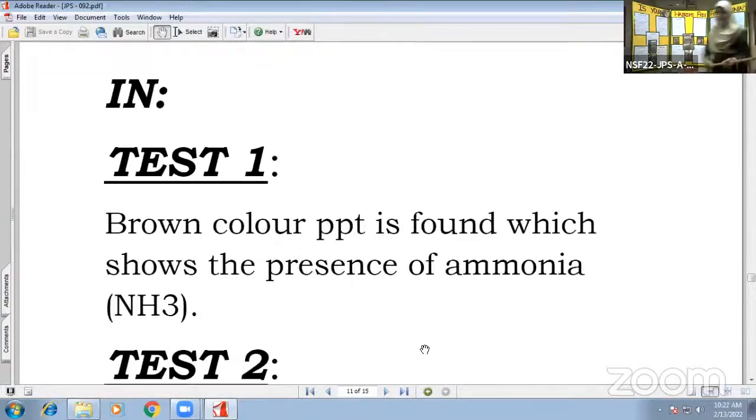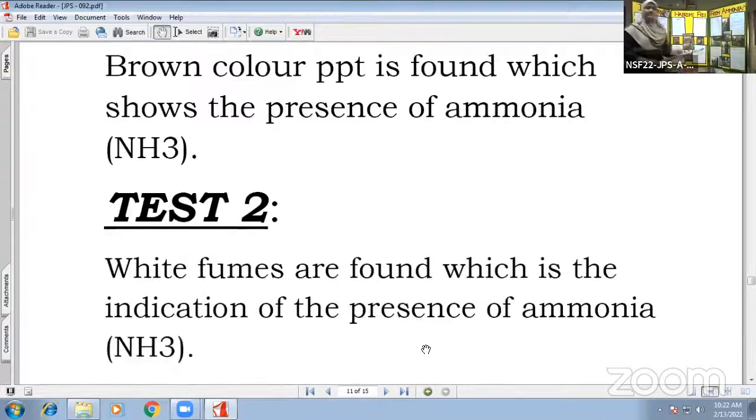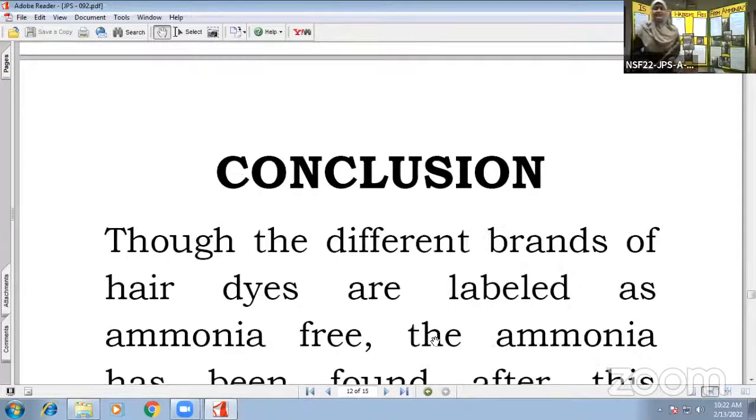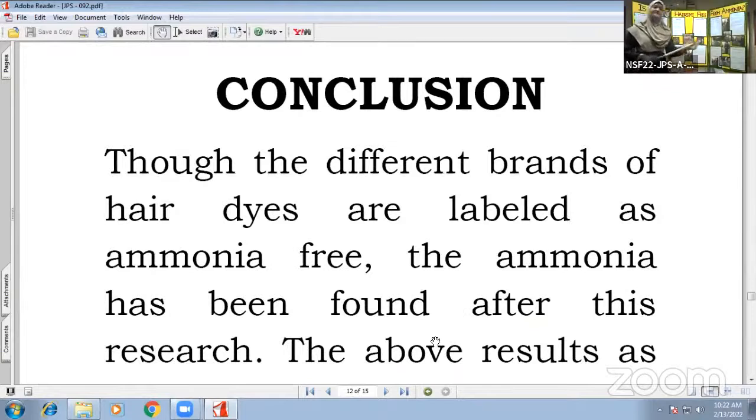So in the result, in test 1, there was a brown color precipitate formed, which showed the presence of ammonia. In test 2, white fumes formed, which also indicated the presence of ammonia. And in test 3, a blue color precipitate formed, which also indicated the presence of ammonia. So from this project, I conclude that the brands which were labeled as ammonia-free were still containing ammonia in them.